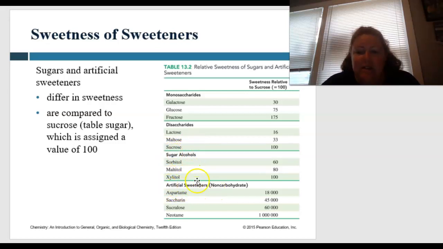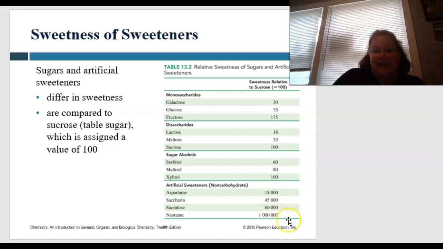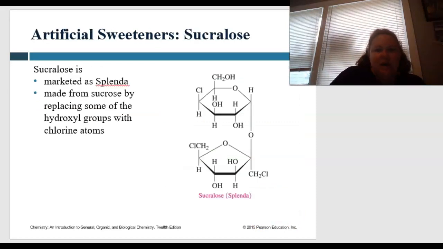And then look at these artificial sweeteners. Look at how insanely more sugary they taste, right? So this is why if you have ever put something like Splenda on your tongue, it's almost bitter because it's so sweet. It's ridiculous. And that's because of exactly this. That's the sweetness, okay?